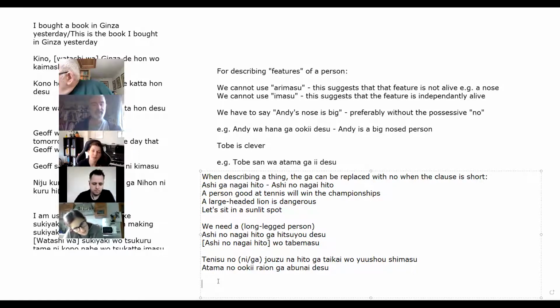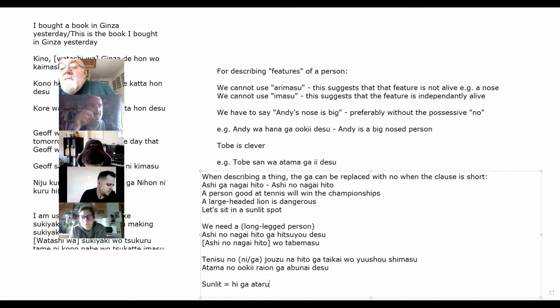Okay. Sunlit is without a shade, isn't it? Without shade. Yeah, exactly. The way that this is said is "hi ga ataru." Hi means sun. Ataru means to touch. So to sunlight something is "hi ga ataru."